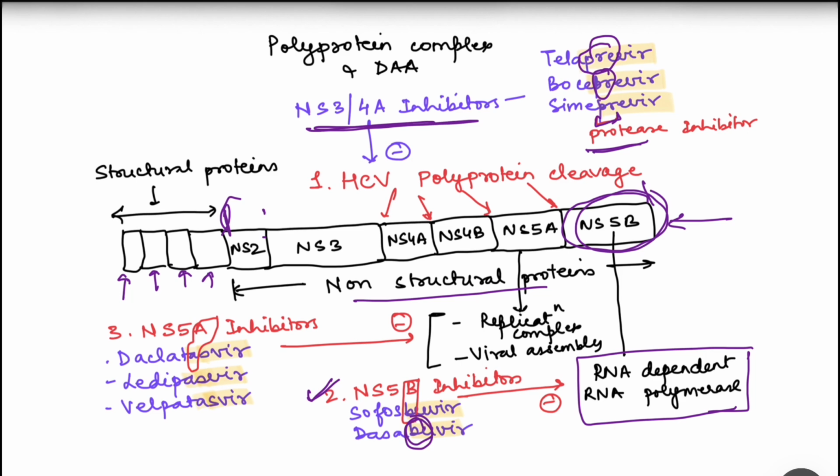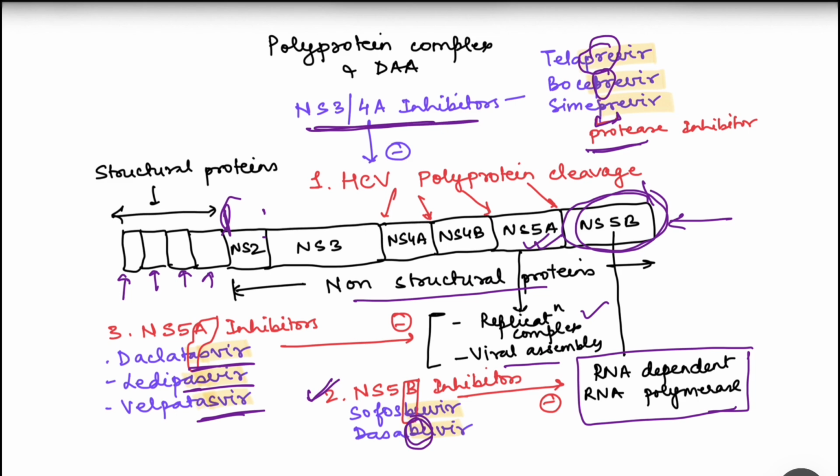Then we have the NS5A inhibitors. These inhibit the NS5A protein, and these proteins are important for viral assembly and also for formation of the replication complex. Whenever replication is going on, replication means synthesis of new genome is going on. In that case, first the replication complex should form. So for that also we need certain proteins. NS5A inhibitors inhibit these proteins, and these are the drugs which end in asvir.